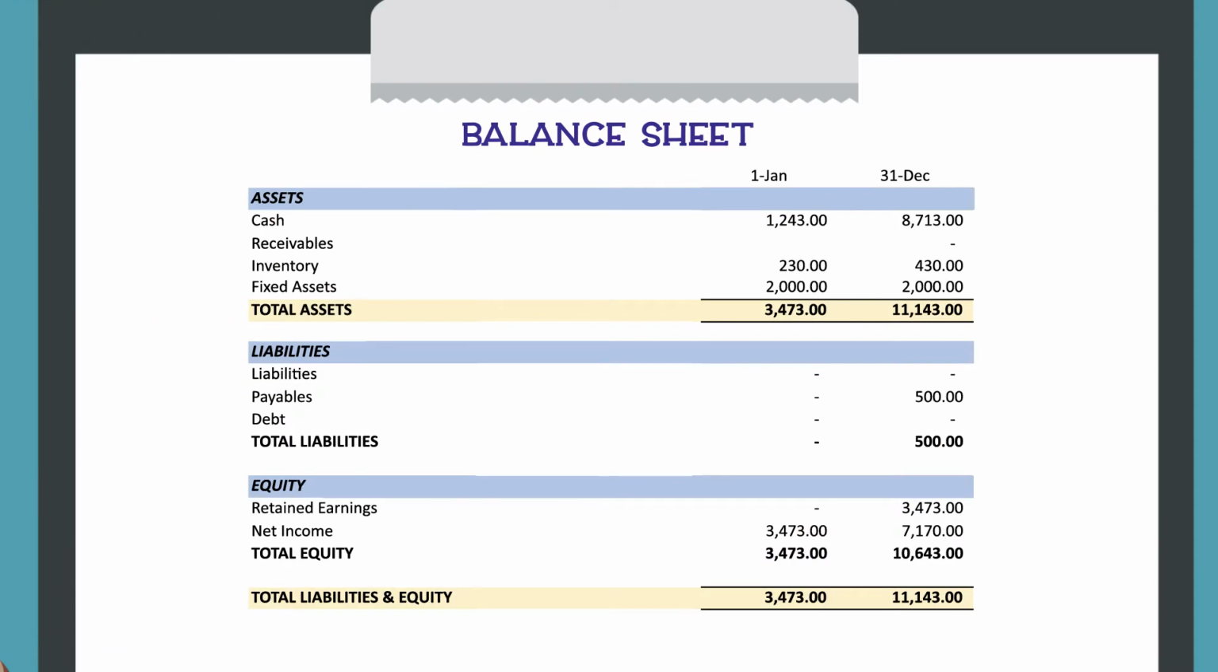Each fiscal year starts with an opening balance sheet. In this case, the fiscal year starts on January 1st. The closing balance sheet shows the end of the fiscal year. In this case, that will be as of December 31st. Both balance sheets have the same format but will show different numbers.